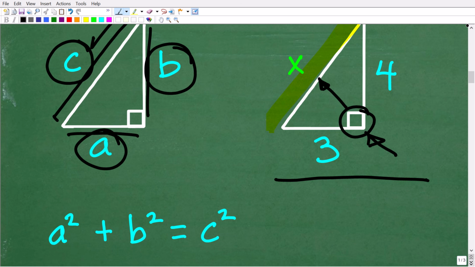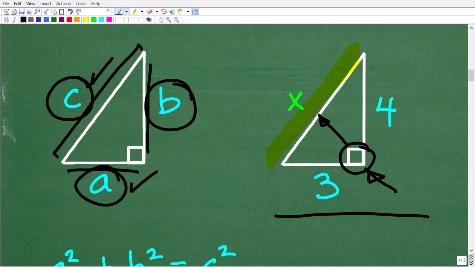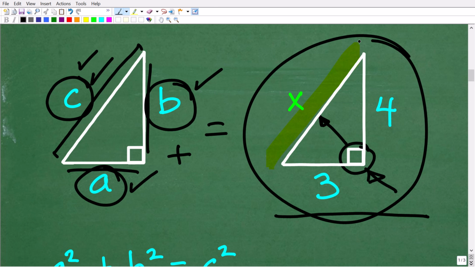It's a squared plus b squared is equal to c squared. So what does this mean? Well, it means that if we square this side and then add it to the square of this side, it's going to be equal to the square of the hypotenuse. Okay, so let's go ahead and apply this to solve this triangle problem right here.